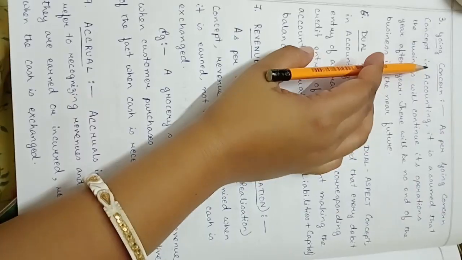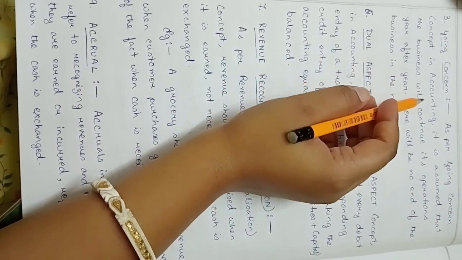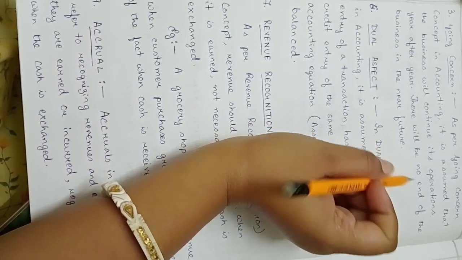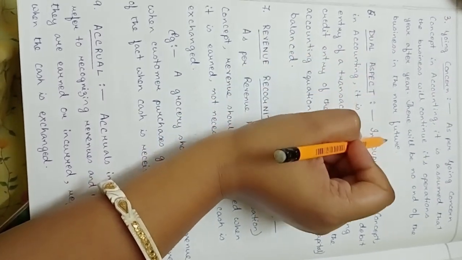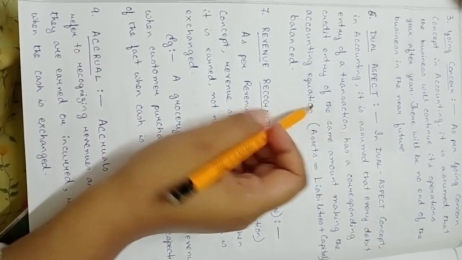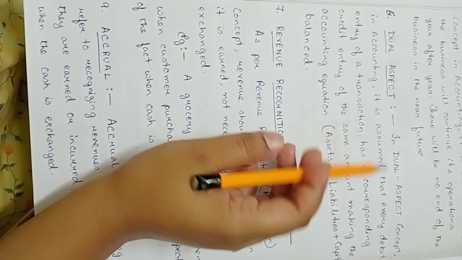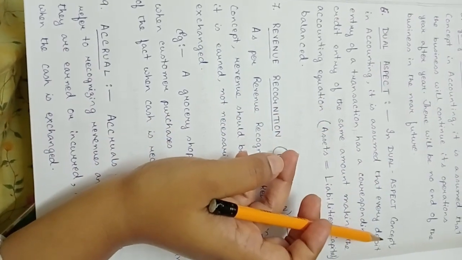Here you see going concern. Going concern means the business will run year after year. There will be no end of the business in the near future. Then there is dual aspect. Dual aspect means every transaction has a debit and has a credit.